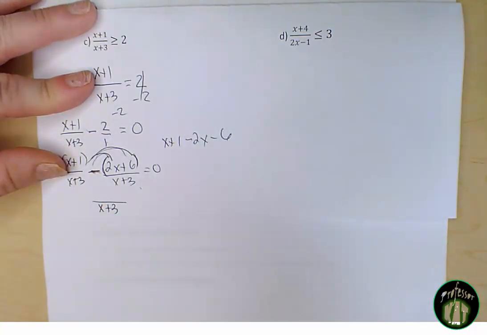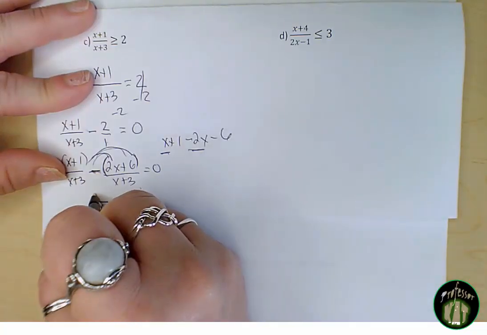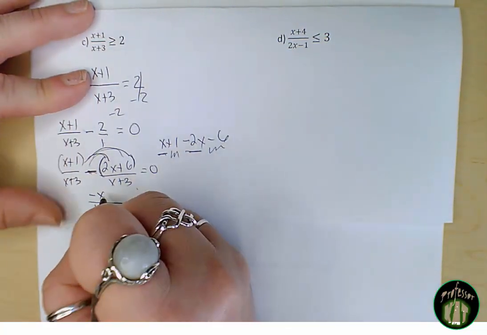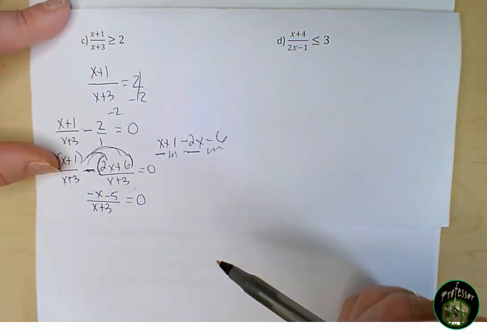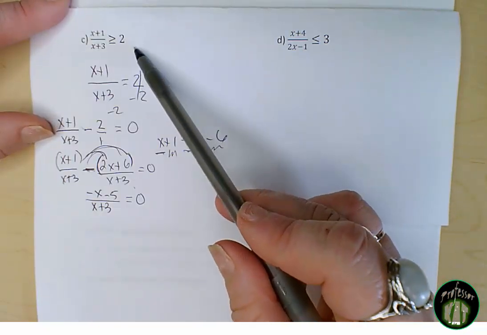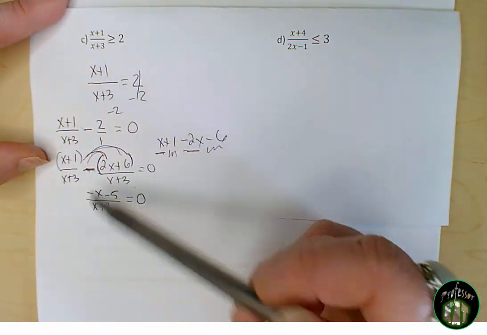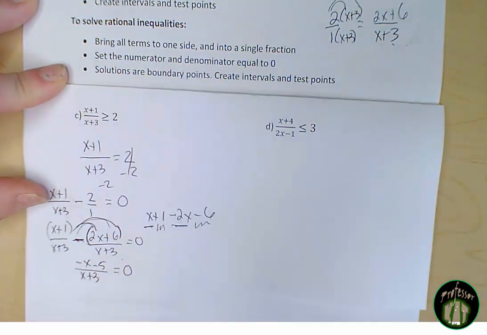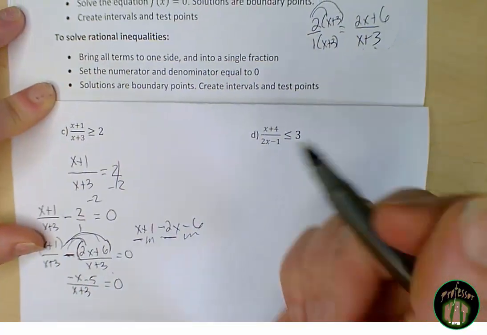When we simplify that and combine like terms here, we actually have x minus a 2x, which is a negative x. And then we have 1 minus 6, which is a negative 5. And that is going to equal 0. Now that is as far as we need to go. Move the 2 over to the other side. Get common denominators to join them into a single fraction. Once you have a single fraction, our steps say set the numerator and denominator equal to 0.